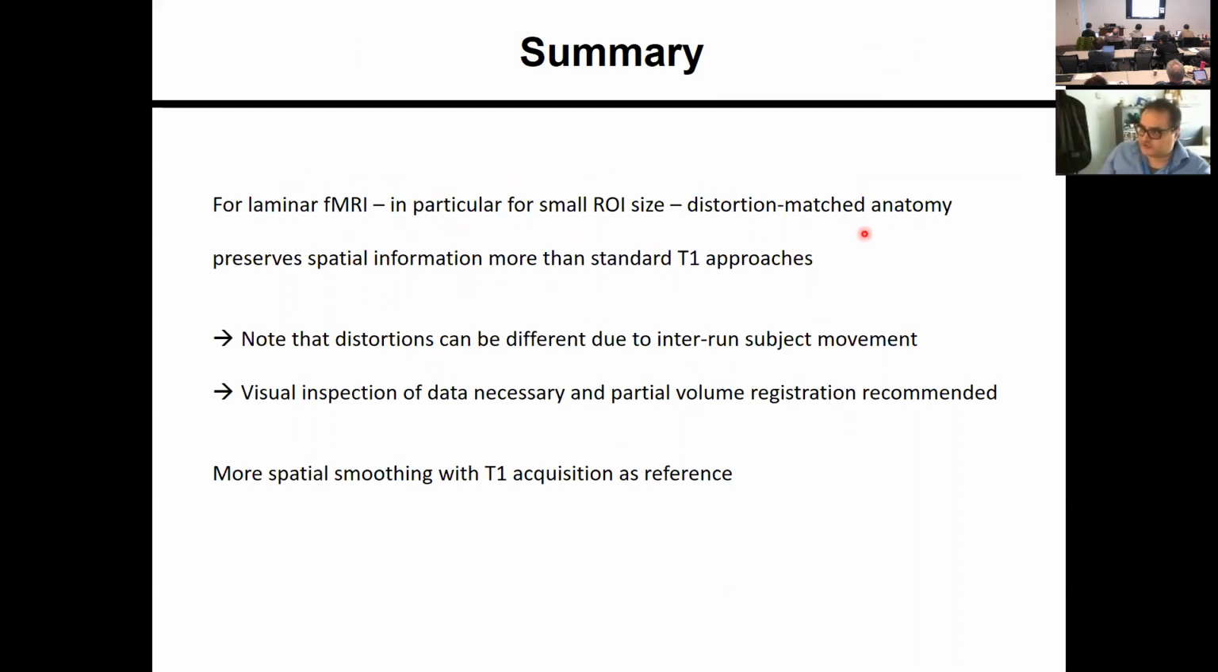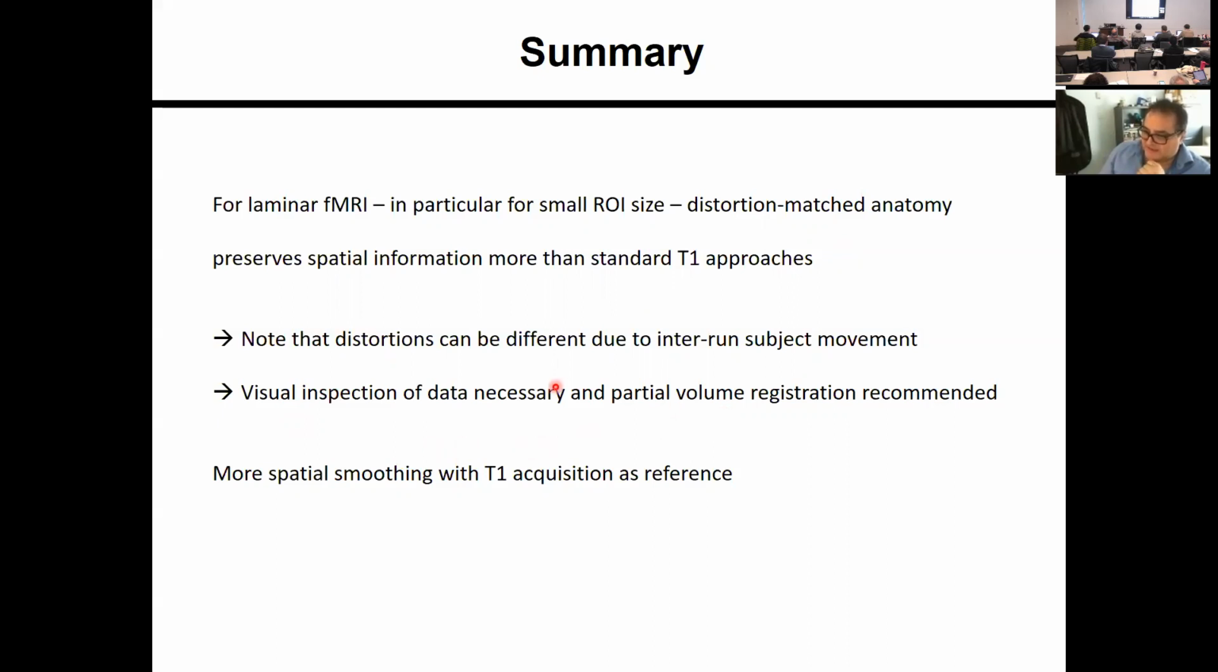However, even for distortion matched anatomy, I recommend to be careful. As I said, usually, not usually, it's always acquired in a different run, which means if the subject has moved between the runs, and we know that experimental sessions can be like 2 hours, then the distortions will be slightly different. And if these slightly different distortions are in the ROI of interest, you can also get errors in the inversion recovery EPI compared to the mean EPI of that run. So even then, you should be careful and visually inspect how good the registration has been.